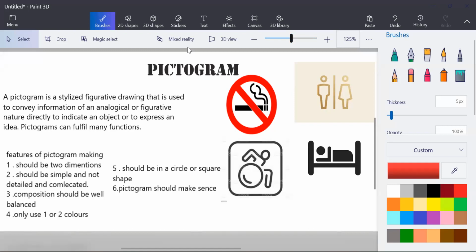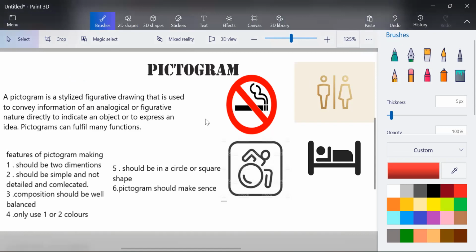So what is a pictogram? A pictogram, as written here, is a stylized figurative drawing that is used to convey information of an analogical or a figurative nature directly to indicate an object or to express an idea. Pictograms can fulfill many functions. So this was very complicated, and now I'm going to tell you in simple terms.